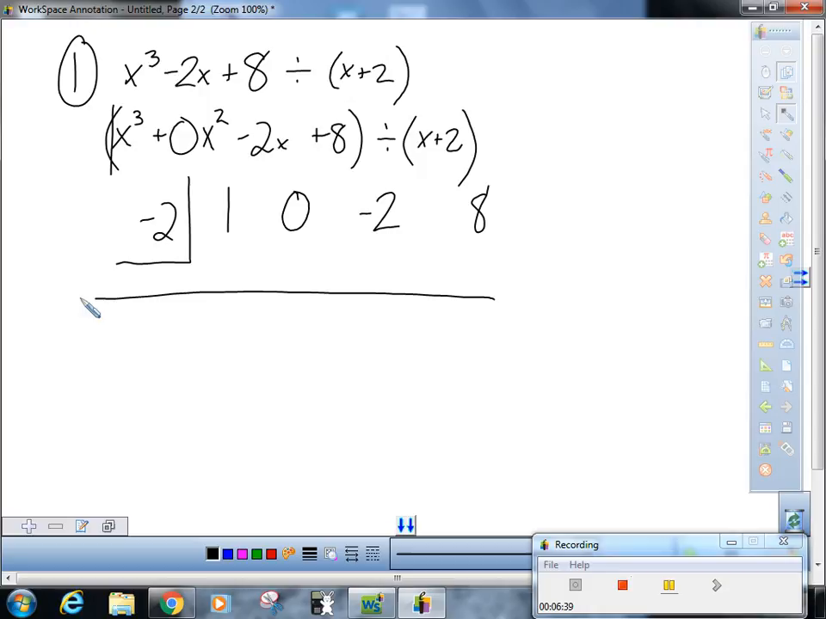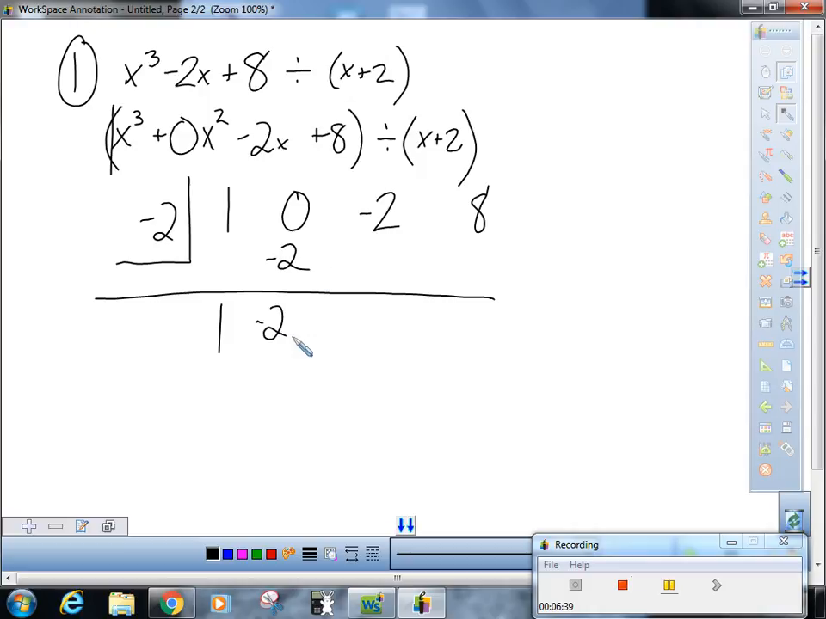It's always weird to get started. So what's the first thing that I do? I bring down the 1. Excellent, Will. That's kind of the weird part. Sometimes people forget how to get started. Now it is multiply, add, multiply, add, multiply, add until you're done. So negative 2 times 1 is negative 2. Now we add. 0 plus negative 2. Negative 2.